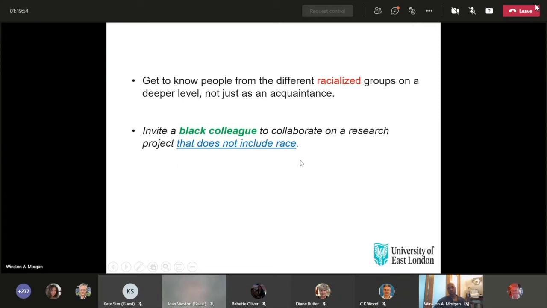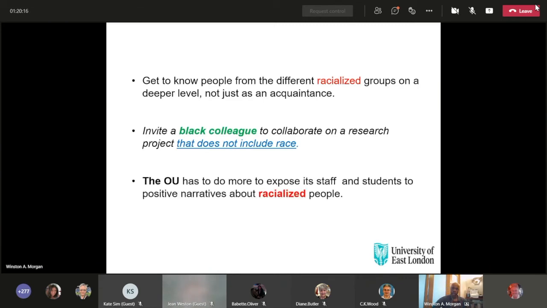Invite a black colleague to collaborate on a research project, and that does not include race. I get invited to do lots of projects to do with race. Yet, as I said, I'm a scientist, I'm a toxicologist, I'm a biochemist, I'm a pharmacologist. In all those areas, do people want to collaborate? They happily come and talk to me about race, but less about my science. So again, that's about perceptions and bias.